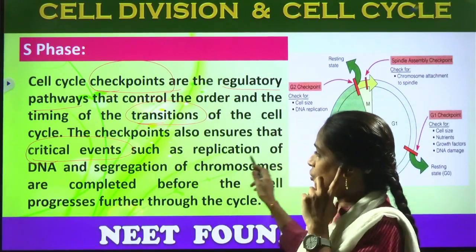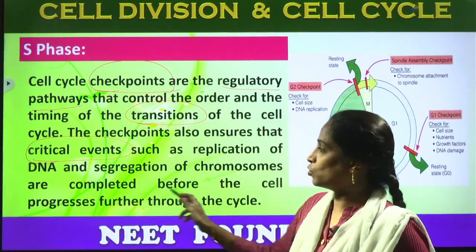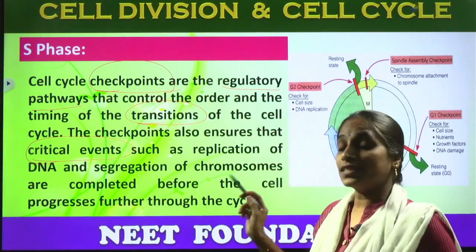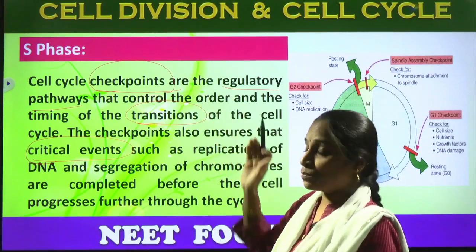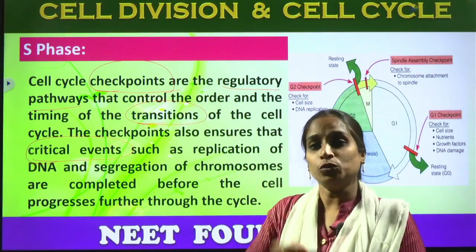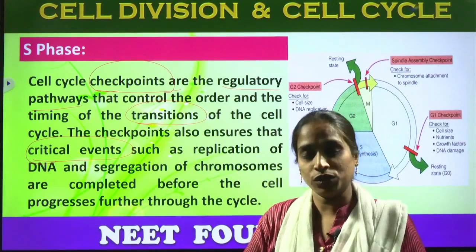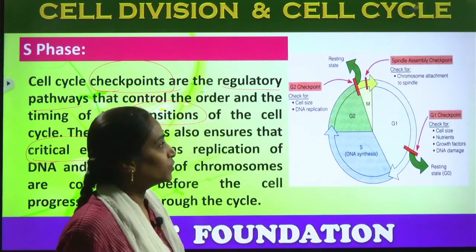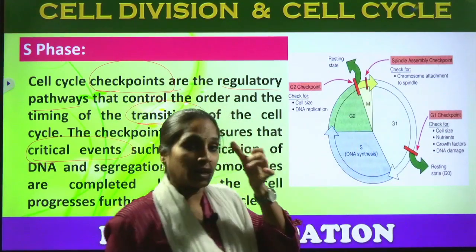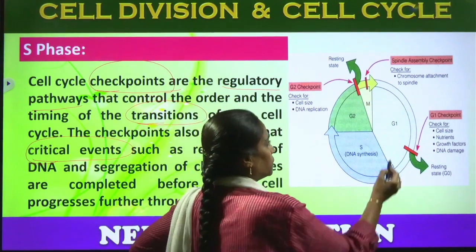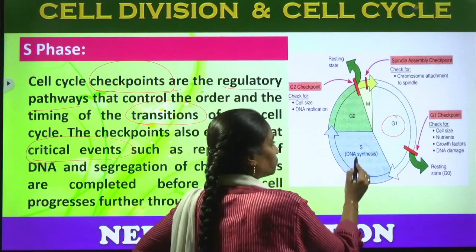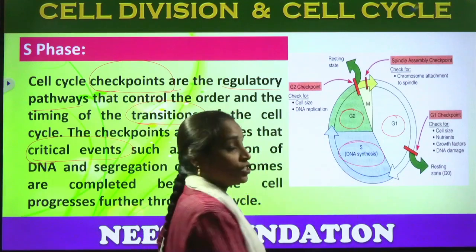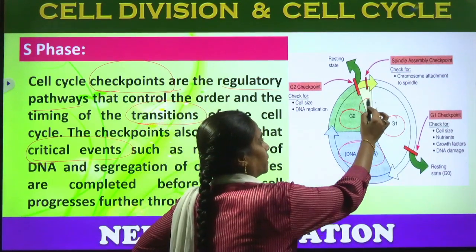So, such as replication of DNA and segregation of chromosomes are completed before the cell progresses further through the cycle. Until and unless the checkpoint is being done, the cell would not able to put its step forward to continue the process of a cell division. Let us see the checkpoints where we can observe. So this is a complete schematic picturization like a pie diagram. So here we can observe the first phase is called as a G1 phase, next phase is called as a S phase, and next phase is called as a G2 phase, and fourth stage is called as a M phase.